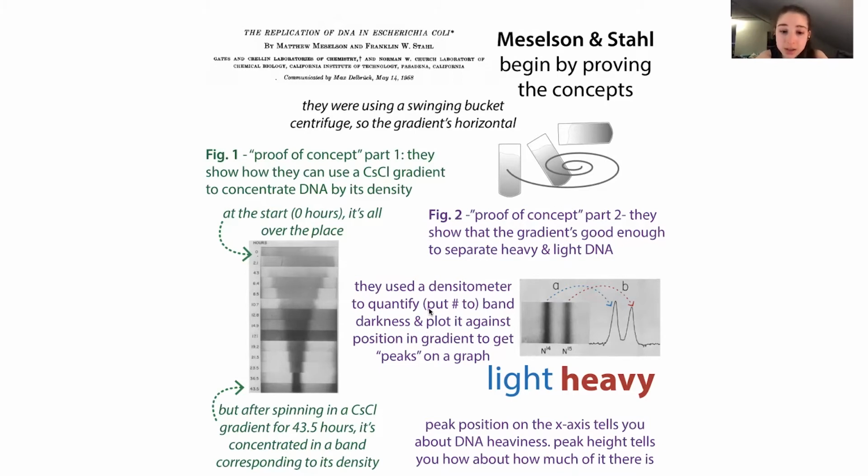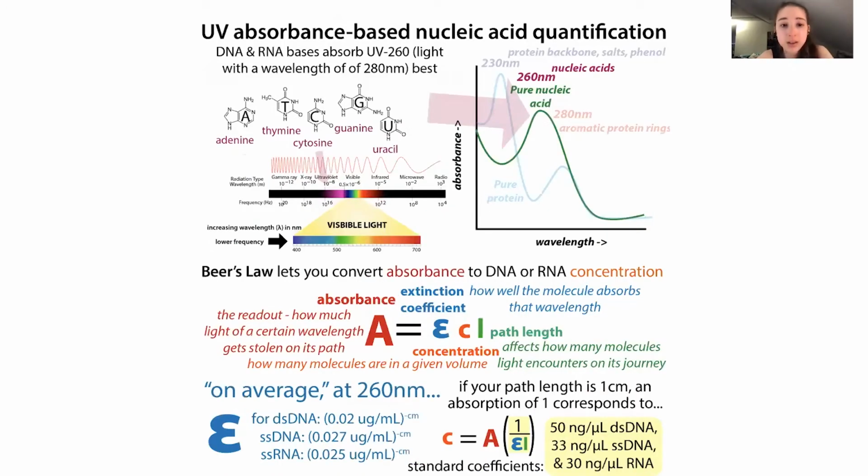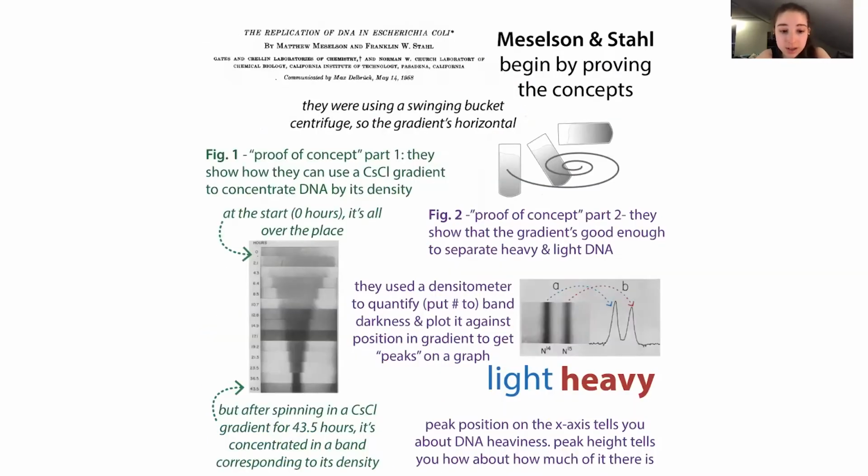Then they can use a densitometer to quantify the band darkness. The reason we're able to see anything is because there's a UV detector. DNA can absorb UV light, so they can scan these and see where light is being absorbed, representing the location of the DNA in their gradient. Then they can use this densitometer to say, okay, how dark is this one? How dark is this one? And then they plot these out on these graphs.